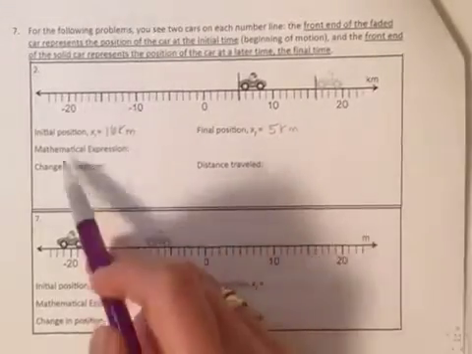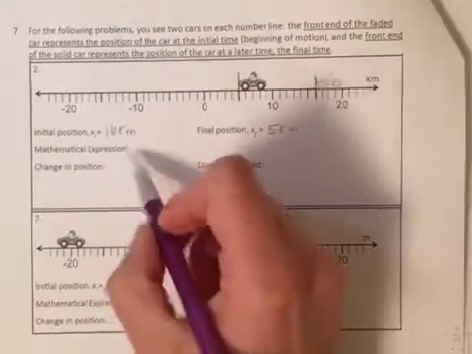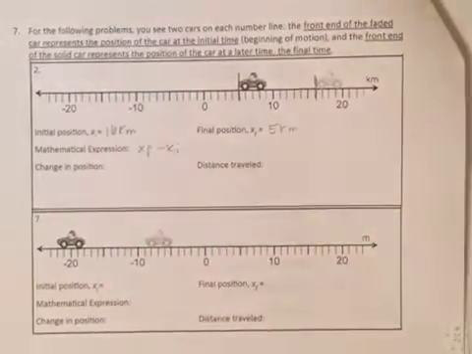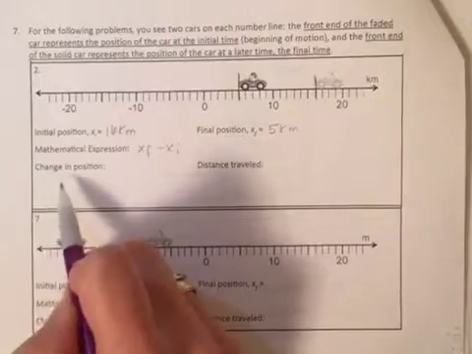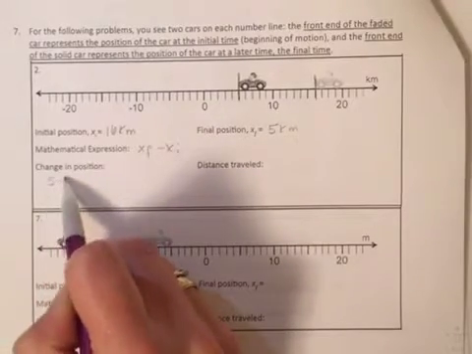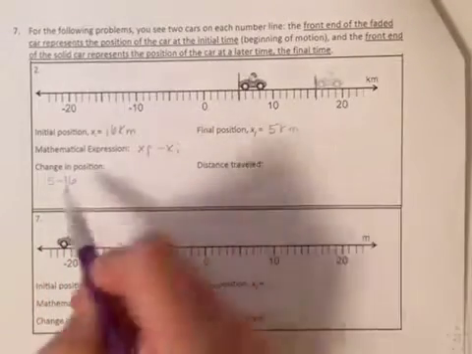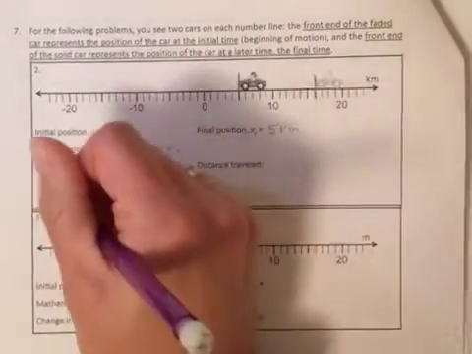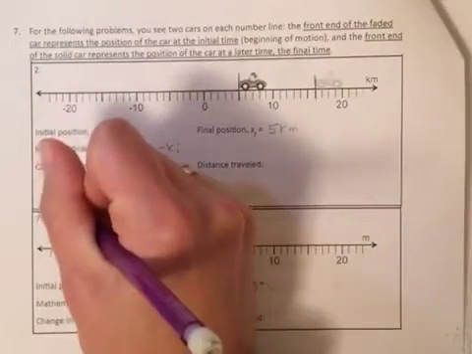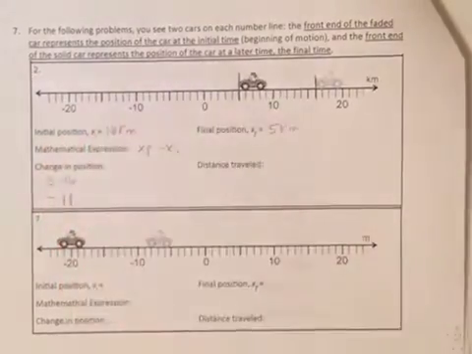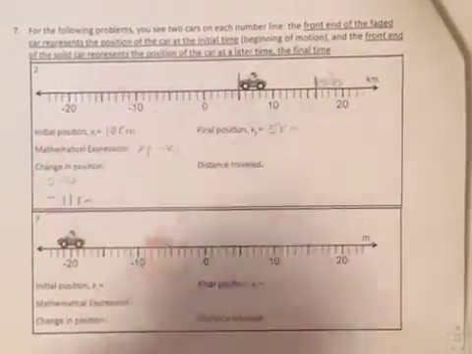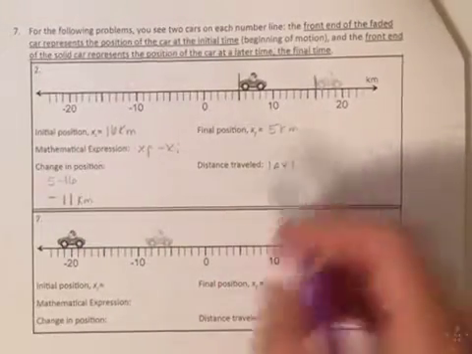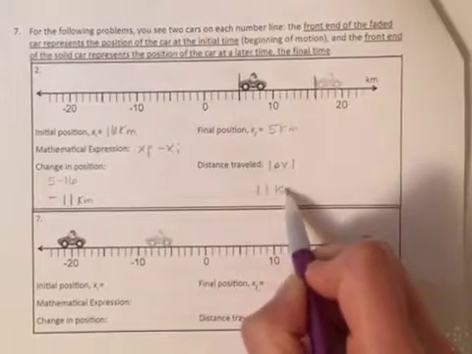The mathematical expression for change in position or distance is always the same. XF minus XI every time. So then you just sub it in. 5 minus 16. This is going to be negative 11 kilometers. But distance has those absolute value bars. Very important. So it can never be negative, so it's just 11.